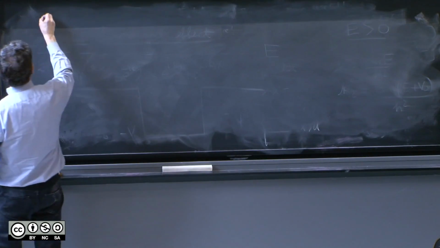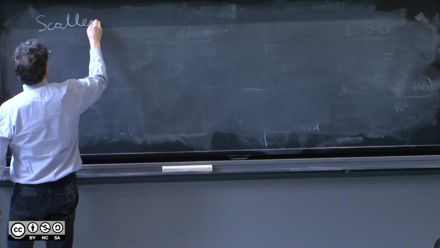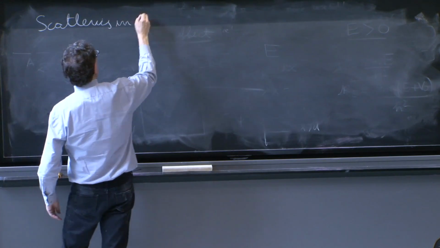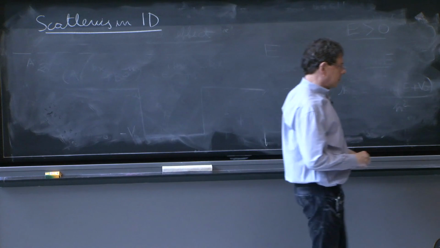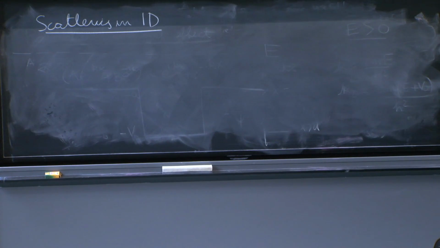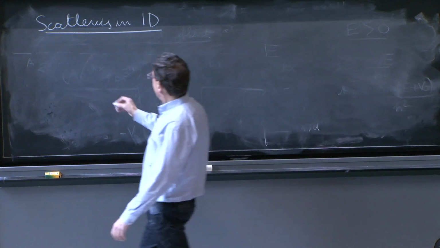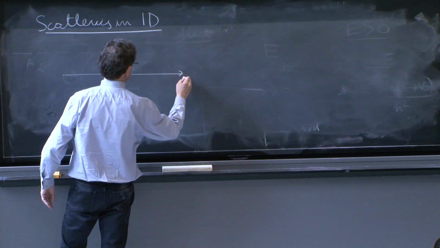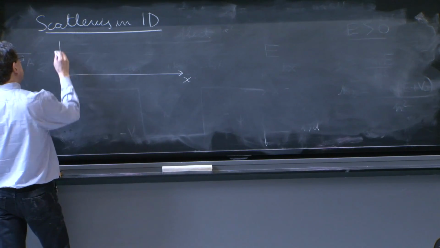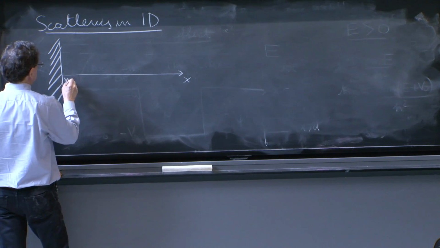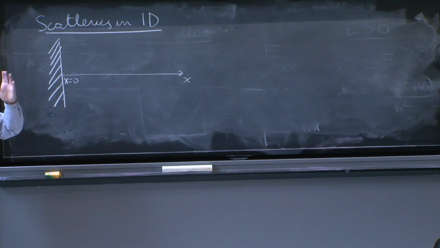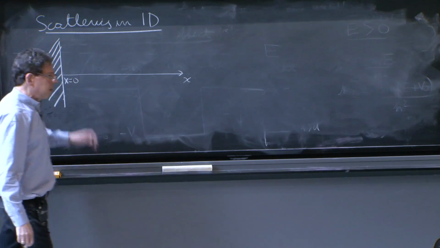Scattering in one dimension, scattering in 1D. We will consider a world that is just one-dimensional, x, and in fact there's an infinite barrier at x equals 0. X equals 0, infinite barrier, nothing goes beyond there.